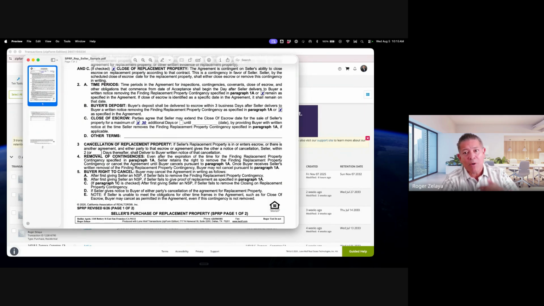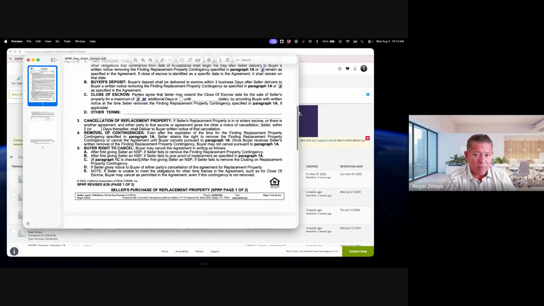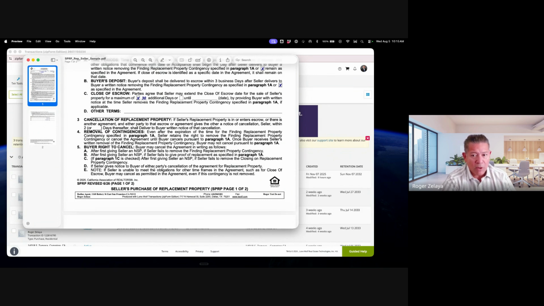Are you guys in escrow? Or if it would have been earlier, then certainly ask them for the removal of contingency or give them a notice to seller to perform, right? Which says the buyer's right to cancel are over here. After first giving the seller a notice to seller to perform, if seller fails to remove the finding replacement property contingency, whether they are in escrow or not, right? Then you can cancel this transaction, right?